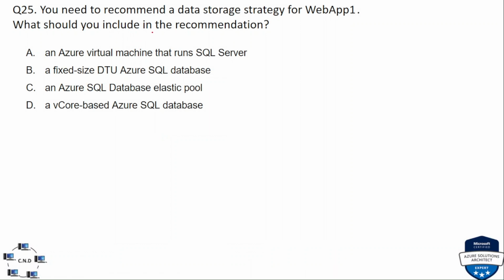Question number 25 is that you need to recommend a data storage strategy for web app 1. What should you include in the recommendation? And the options are A. An Azure virtual machine that runs SQL Server, B. A fixed size DTU Azure SQL database, C. An Azure SQL database elastic pool, and D. A vCore based Azure SQL database.